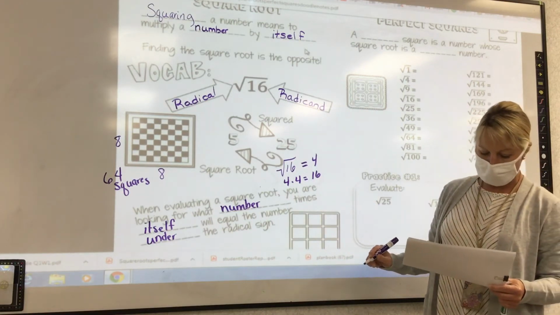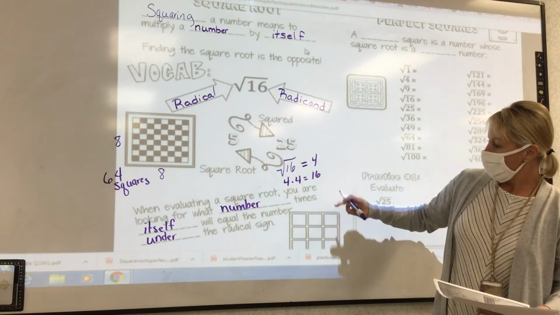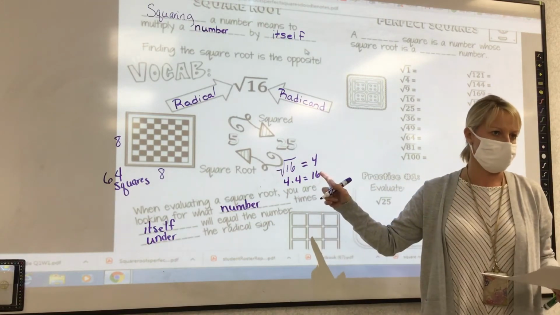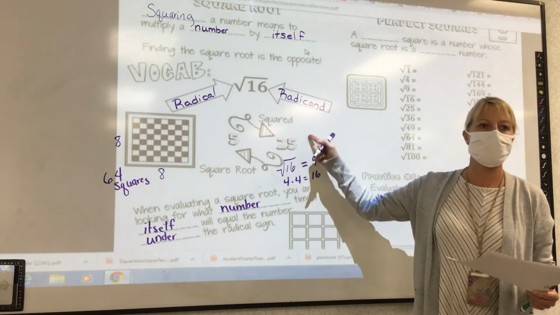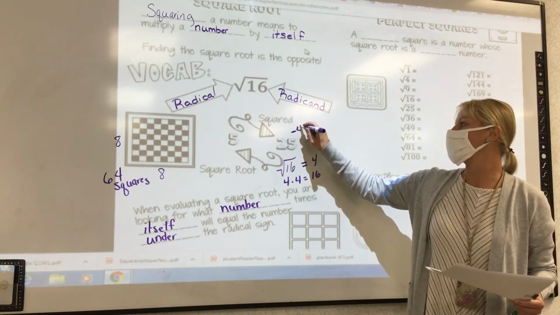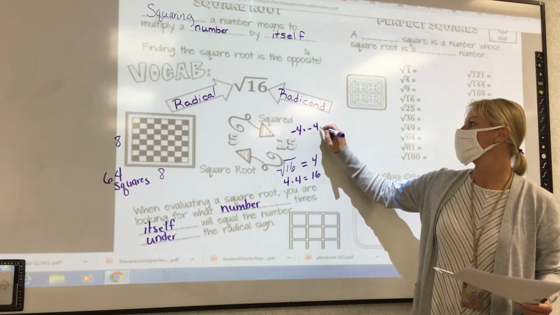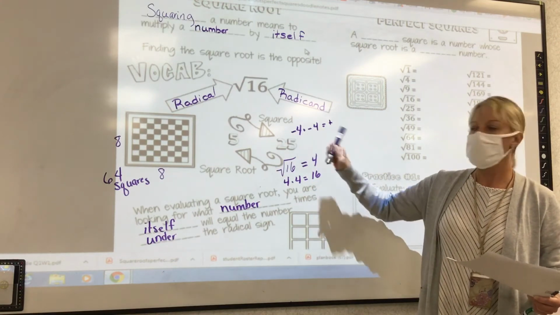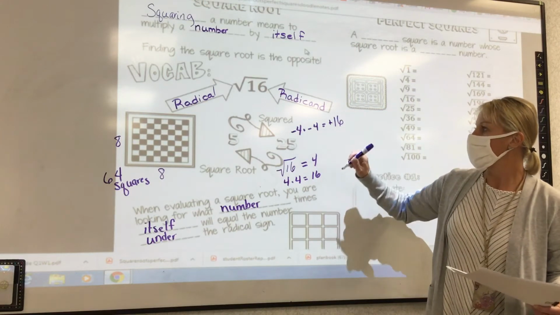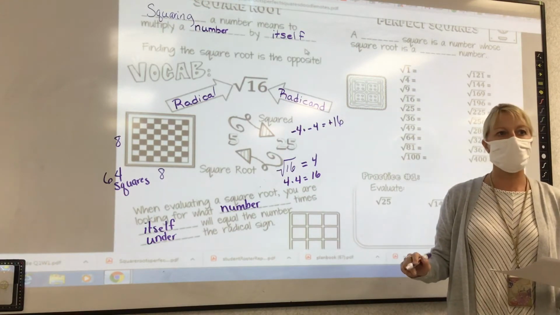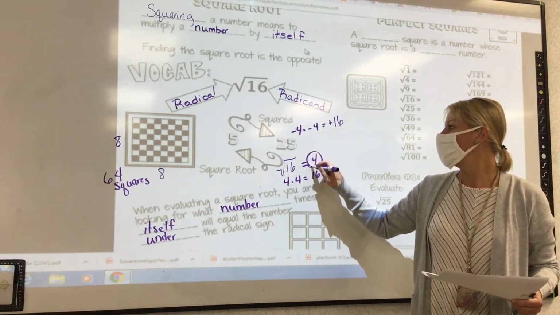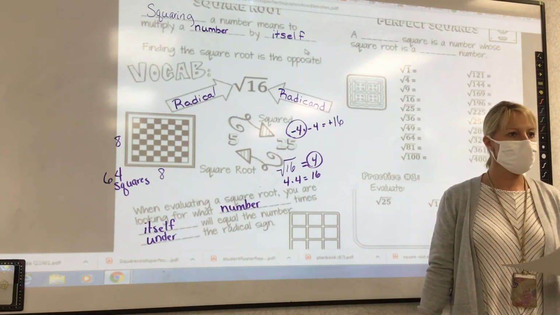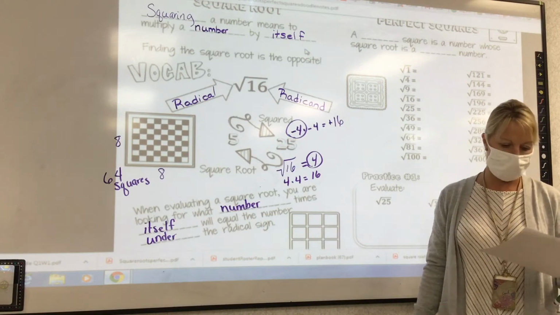I'm going to add one little bit more here. And this is something that you're going to learn in 7th grade: it's not just 4. Because if I have a negative 4 times a negative 4, a negative times a negative becomes a positive. So 4 times 4 is 16. So the square root of 16 can really be 4 or negative 4. So that's something a little bit new.